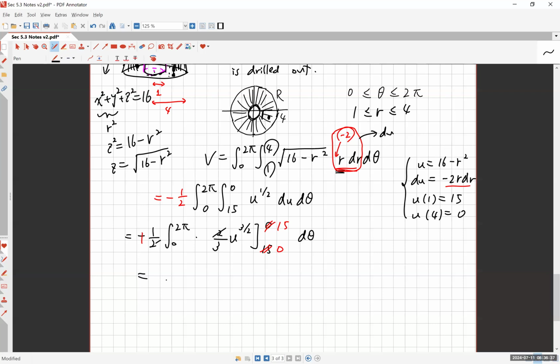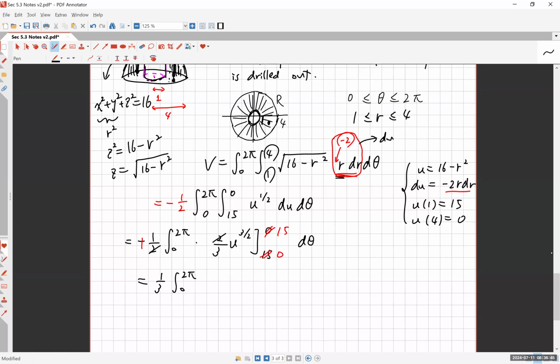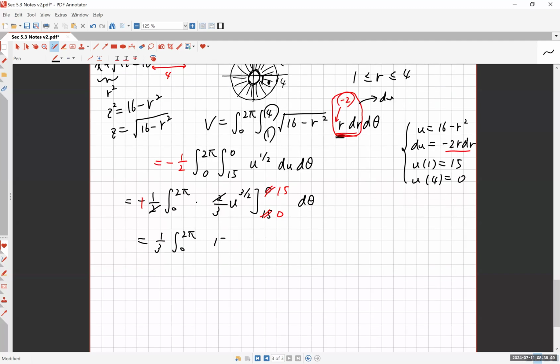Let's cancel the 1/2. You get 1/3, still an integral, right? And then this part will be, well, what's 15 to the 2/3? That's going to be 15 times the square root of 15, right? It's a cube root, it's a square root of 15 raised to the 3rd power. And then minus 0, which I'm not going to write. Okay, so then that, of course, you can cancel out.